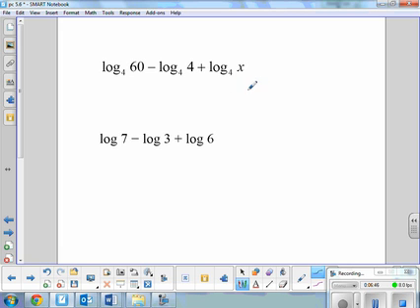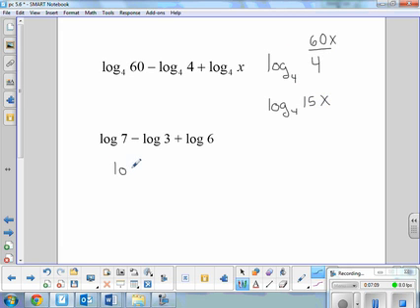All right, 2 more. This will be log base 4, 60 on top. 4 is going to be in the denominator because there's a minus sign. And when I simplify that, I get log base 4 of 15x.